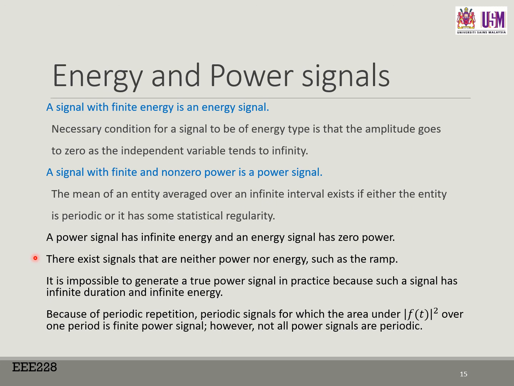In real life, it is impossible to generate a true power signal because such a signal has infinite duration and infinite energy. Because of periodic repetition, periodic signals, for which the area under f squared over one period is finite, can be categorized as power signals, but not all power signals are periodic.